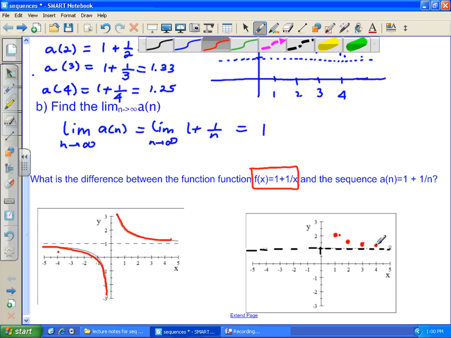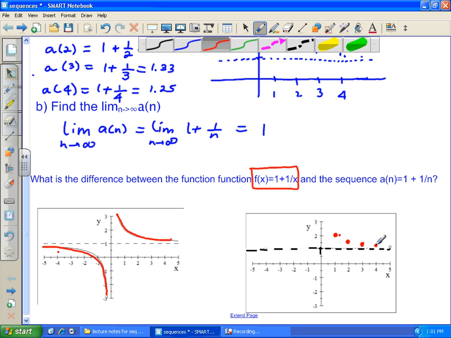of their limits. Like look at this one. What is the limit of this function as x goes to infinity? Where does that red curve approach as x goes to infinity? 1, right? So the limit of the function is really the same exact thing as the limit of the sequence as n goes to infinity. So that's why all the properties of limits we've learned about functions also apply to sequences.